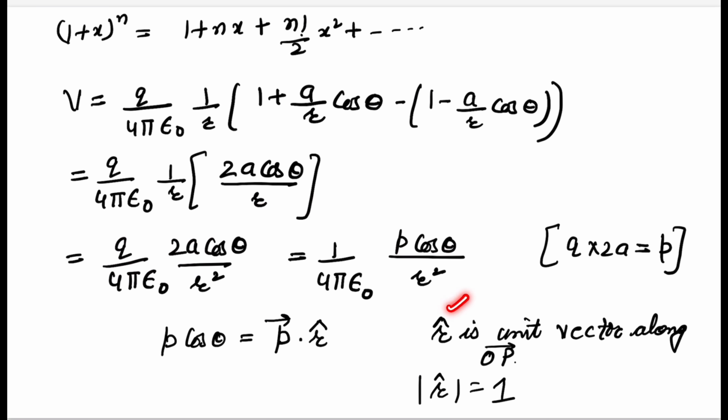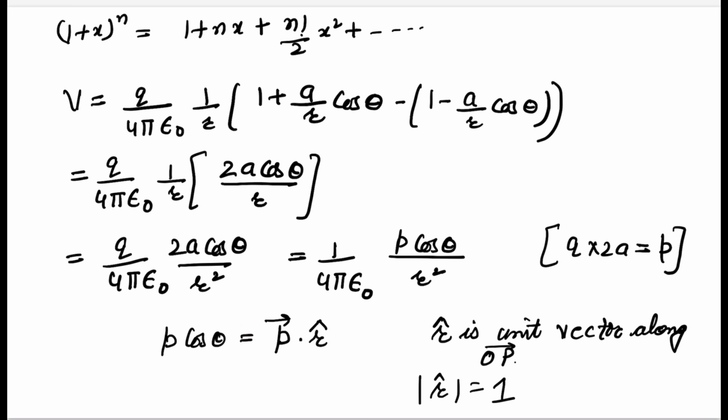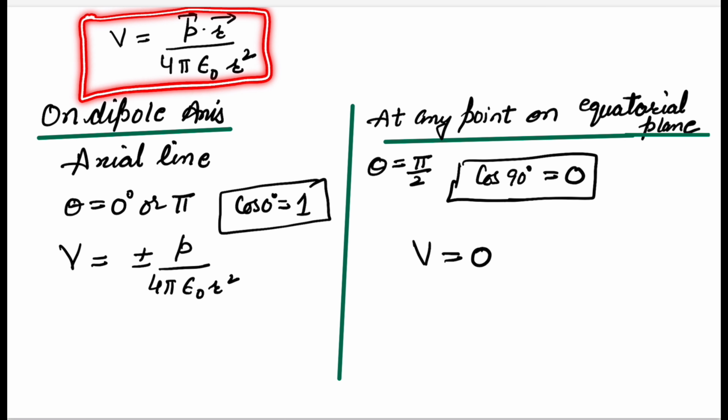Then we define r cap as the unit vector along OP such that the magnitude is 1. So we can write p cos theta as p vector dot r cap, because when you simplify it you will get p magnitude, r magnitude into cos of theta. The dot product has this expression. So r magnitude, as it is a unit vector, is equal to 1. So it will be p cos theta only. We substitute this expression here. On substituting, this is the expression for the electric potential due to a dipole, right?